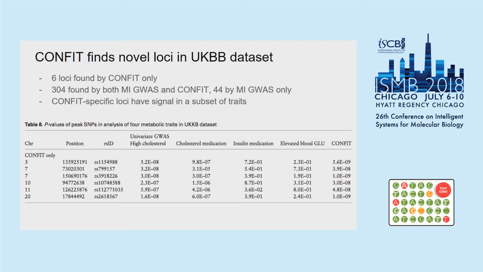So we found that CONFIT still finds the majority of SNPs found significant by MI-GWAS, and additionally we find 6 novel loci. And one thing that I'd like to point out about these novel loci shown here is that they all have GWAS signal in both the high cholesterol and cholesterol medication trait, but they are not anywhere close to significance for insulin medication and glucose medication. And again, that kind of matches our intuition about which kinds of SNPs we would expect CONFIT to be able to find.